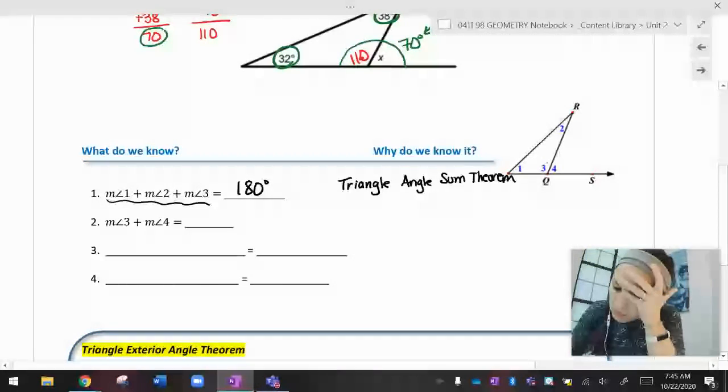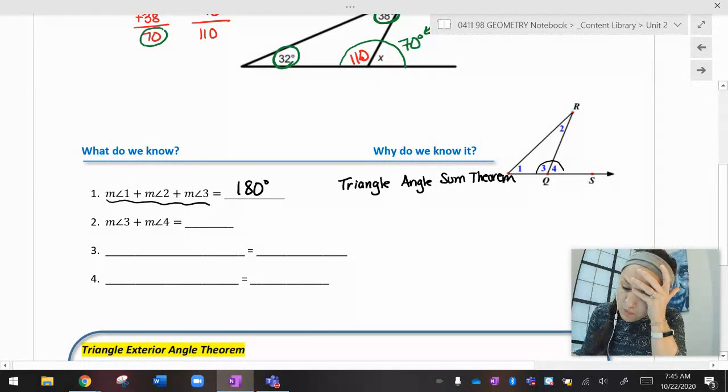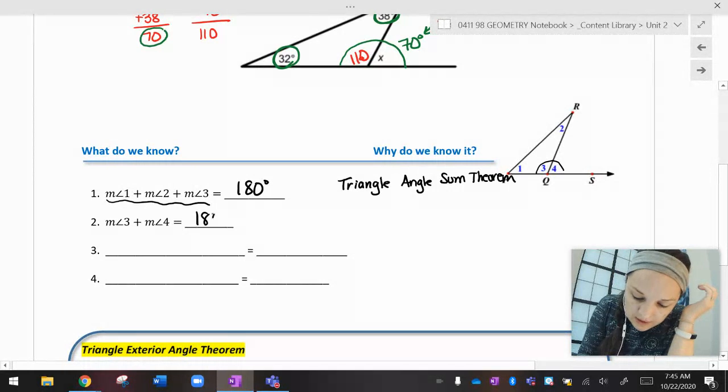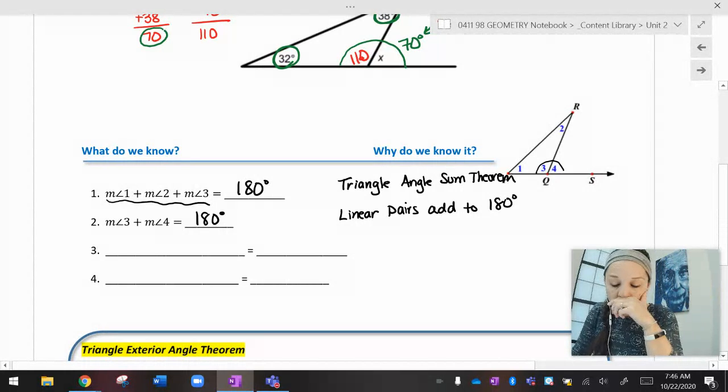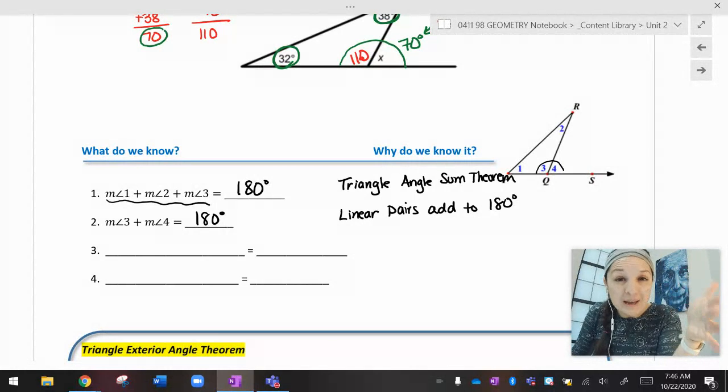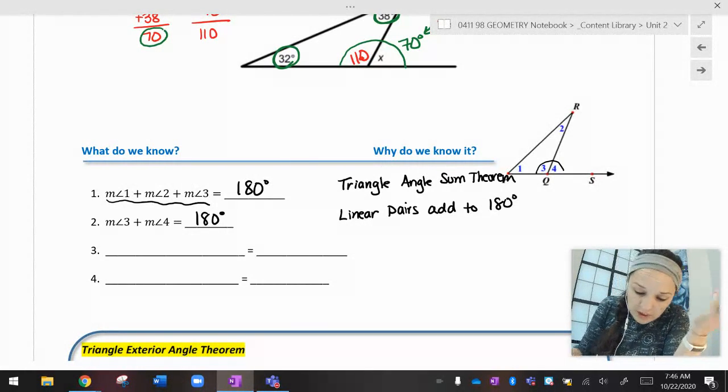3 plus 4. Well, 3 is right here. 4 is right there. And those two form a line. Oh, those need to add up to 180 also, because linear pairs add to 180. That's another thing that we know. Now, here's the new thing. If you have two things that both equal 180, then that means those two things equal each other. So that's what I'm going to write next.